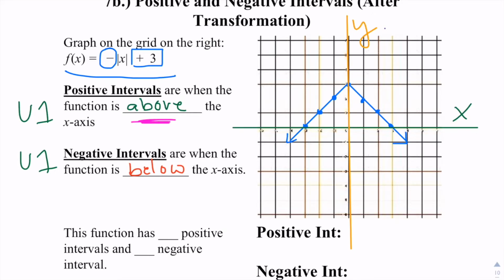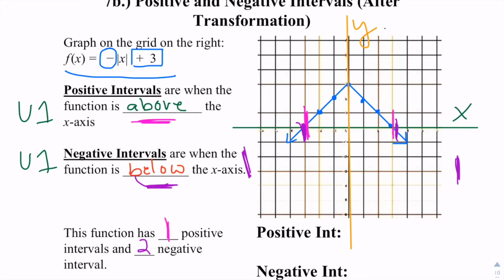So let's look at this one. Positive intervals are when it's above the x-axis. So this absolute value function is above the x-axis from here to here. That's the only time, and that's one interval. So this function has one positive interval. Negative intervals are when it's below the x-axis. So it's negative from way out over here to the intercept, and then it's negative again from this intercept forever. So it has two negative intervals.